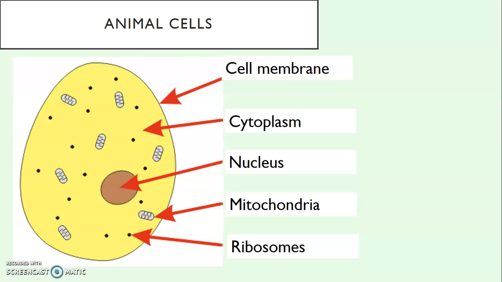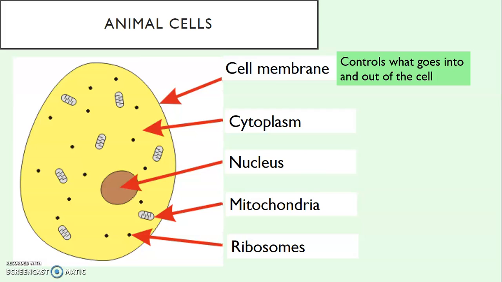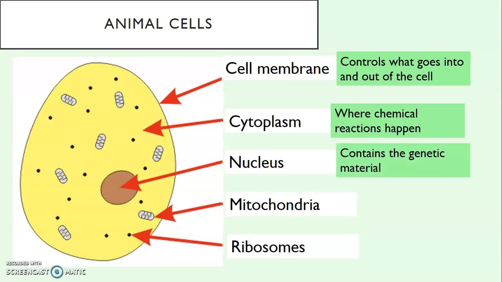For the functions, the cell membrane will control what goes into and out of the cell. It's a bit like a security guard. It will say what can and can't go in or out of the cell. The cytoplasm is where chemical reactions happen, so most of the reactions are going on in the cytoplasm. The nucleus contains the genetic material. The genetic material is DNA. You can name it either, but for the fact book, please just learn that it contains genetic material.